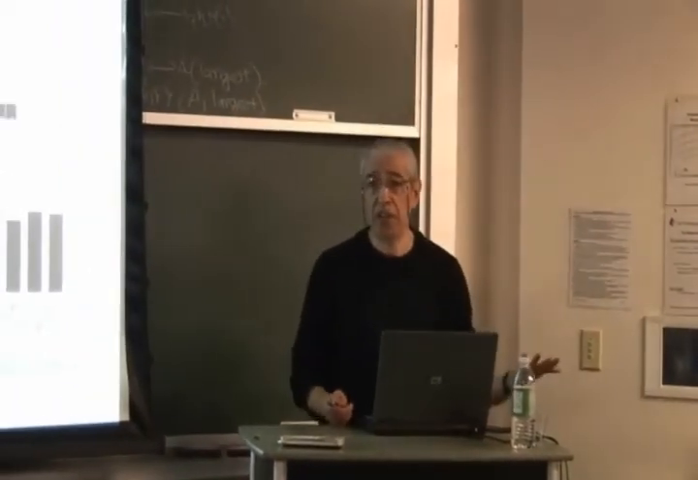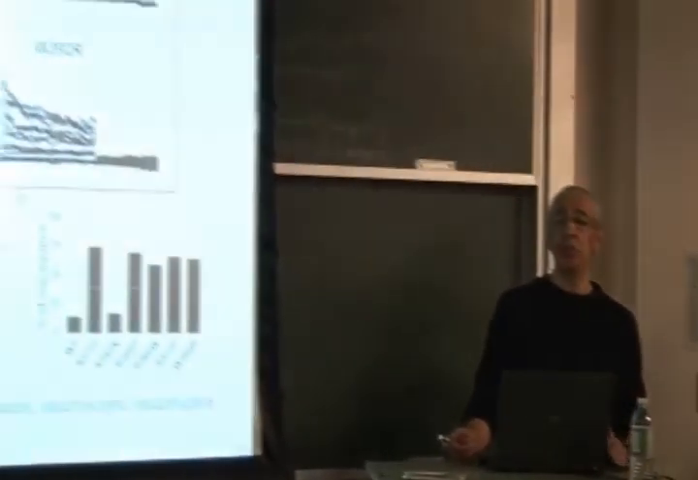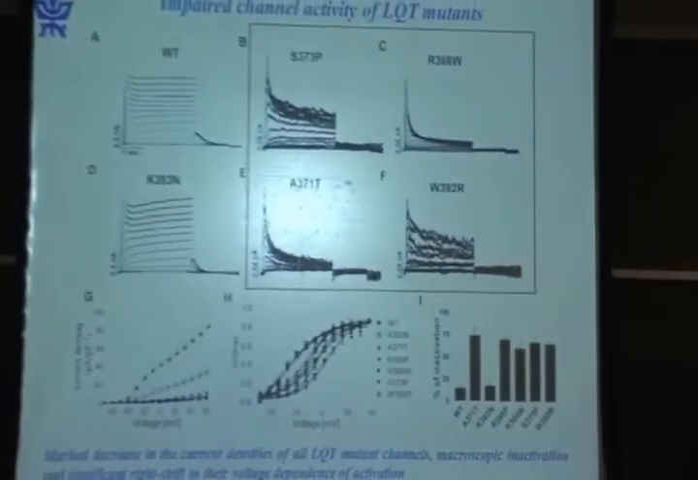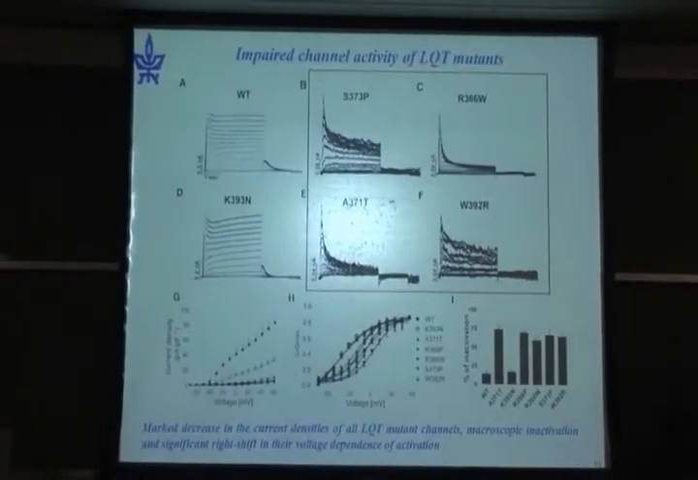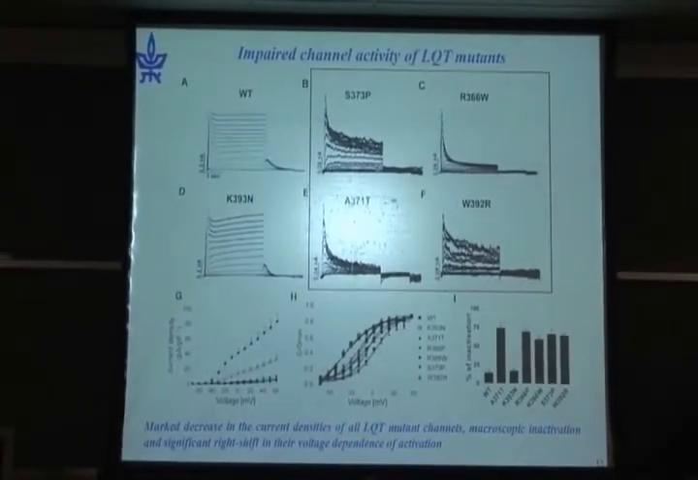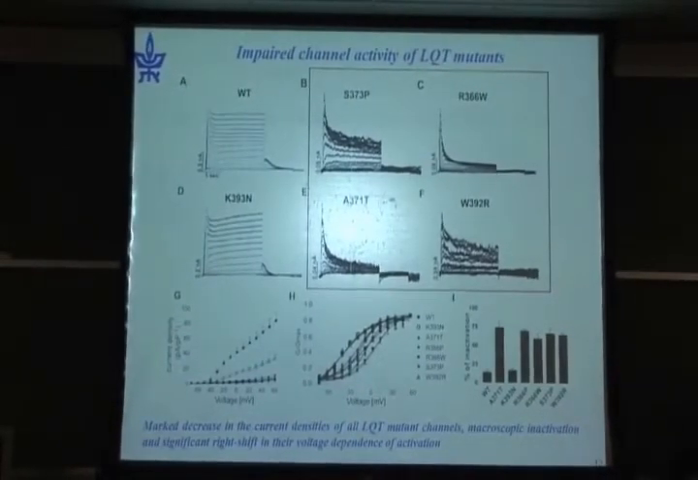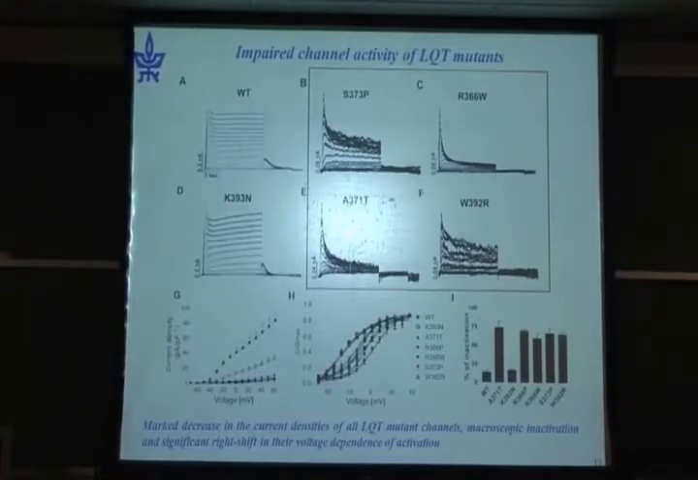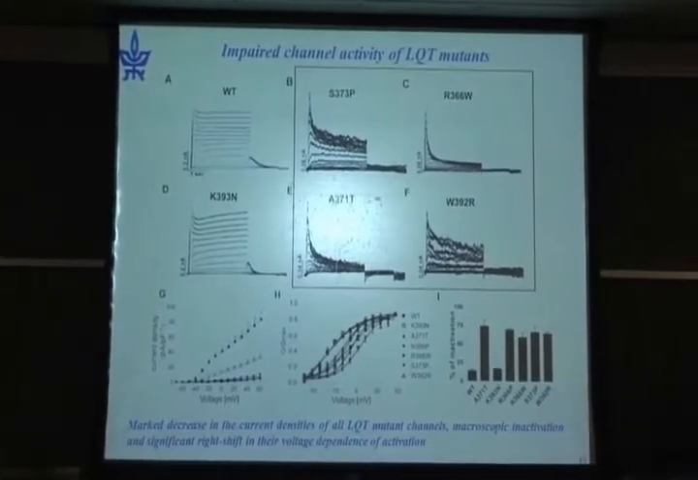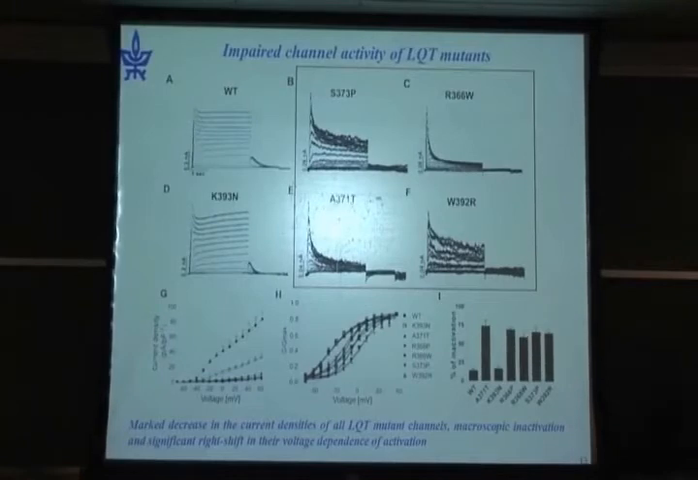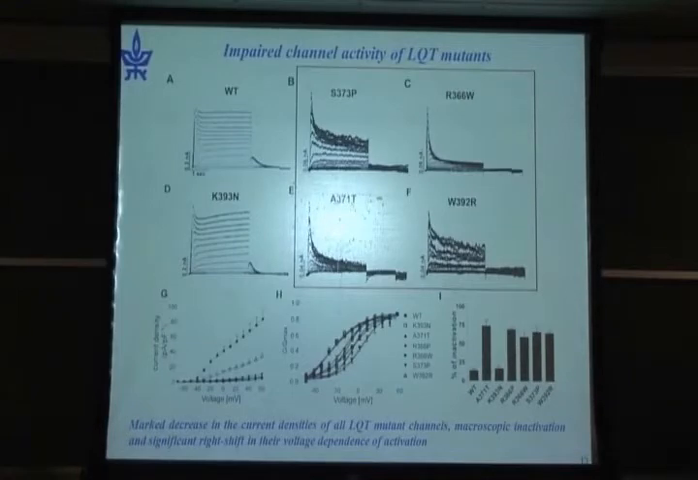Now, we wanted to know what the impact is at the functional level. So we expressed this long QT mutation and the wild type in CHO cells and recorded the current in the whole-cell configuration of the patch clamp technique. And we found that for these long QT mutants, we actually have 3 main changes compared to the wild type. First of all, we have much less current density. We have much lower expression of the current.